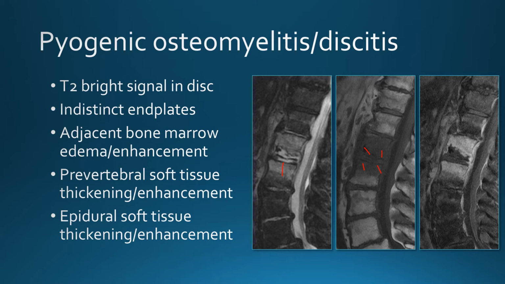The adjacent bone marrow edema typically will enhance with contrast, so it's inflammation in that bone marrow, bright on the STIR, dark on T1, enhancing with contrast. Again, unfortunately, the bone marrow changes from degenerative disc disease can also enhance with contrast, so the contrast enhancement in the bone marrow is not specific for infection.